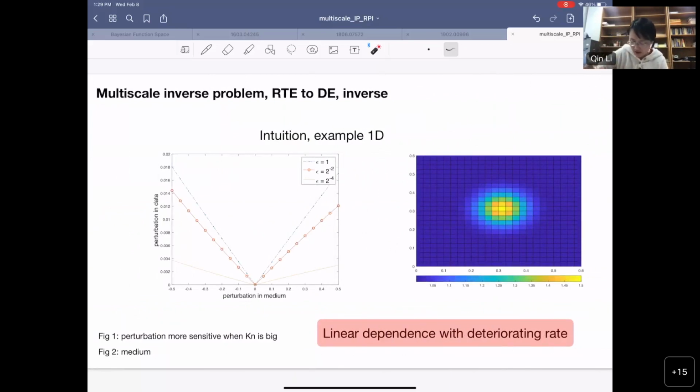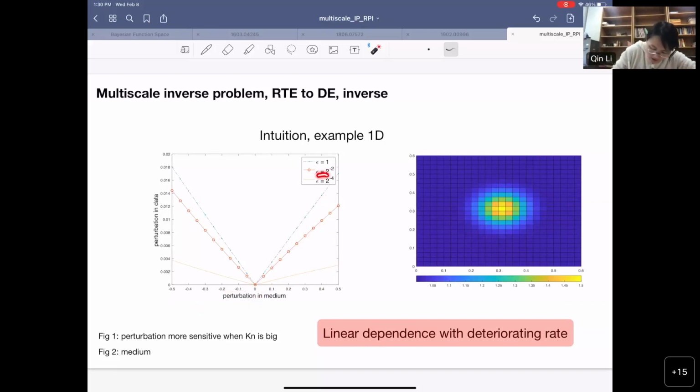So this test is very simple. I have a Gaussian bump over here, and the only unknown variable is the height of the Gaussian. So there's a reference height, and I increase the height and decrease the height, and I evaluate: if I change the height of this Gaussian, do I change the data? The data basically gets linearly changed if you perturb your media.